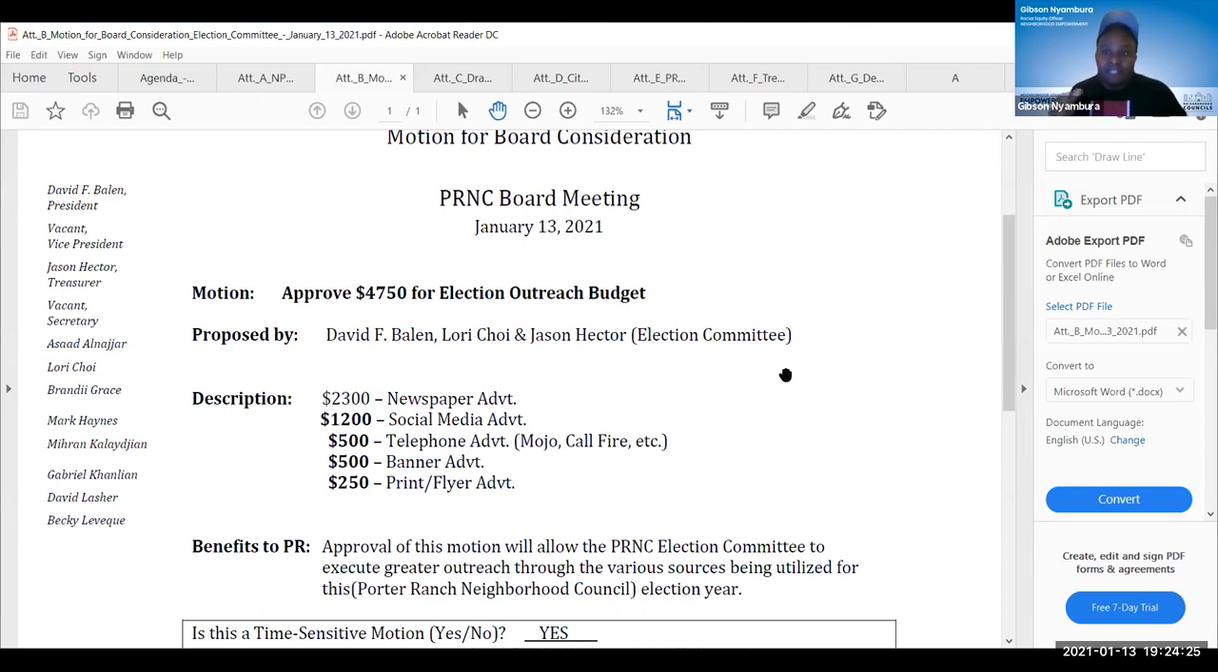I think if the budget changes a little bit, as long as you're within the scope of what you're trying to do, then yes. And if it becomes an issue, we can come back and do a quick approval of it. But the intent is, if there's money left over, there's not a problem with that.